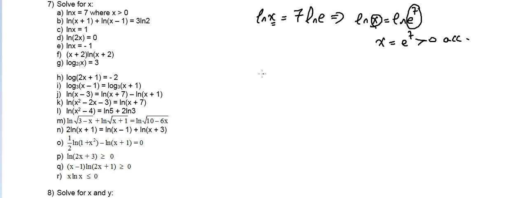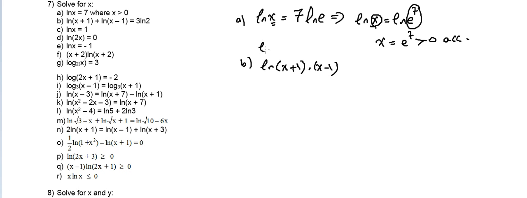Let's see part B. Part B says ln(x plus 1) plus ln(x minus 1) equal... this is part A, part B, equal 3 ln 2. This is nice. What is ln(x plus 1) plus ln(x minus 1)? It's ln of (x plus 1) times (x minus 1).